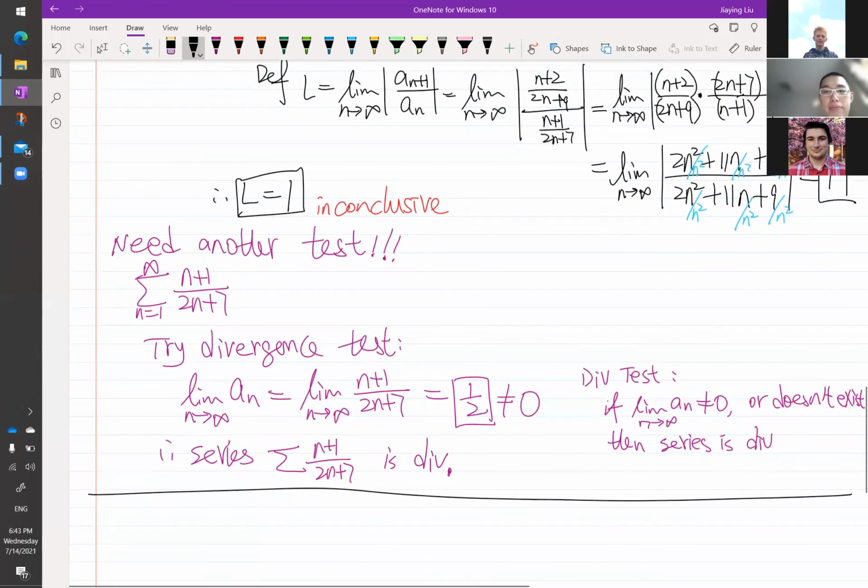Okay, thank you for clarifying. Yep. So divergence test is important. Make sure you know that, it will be on the exam.